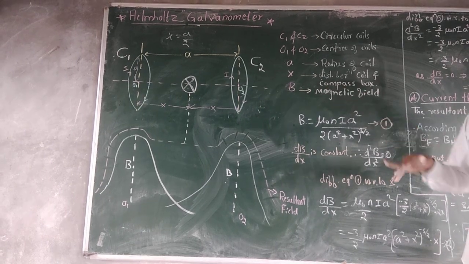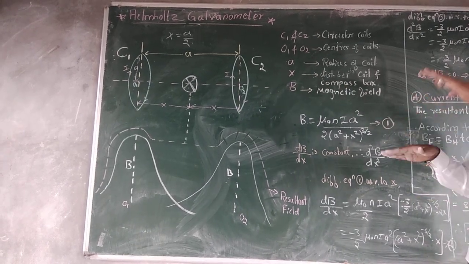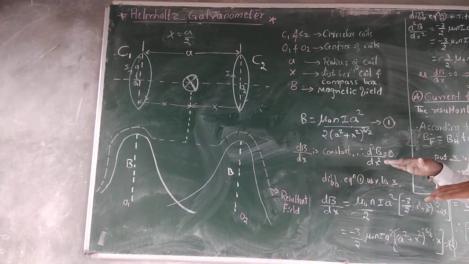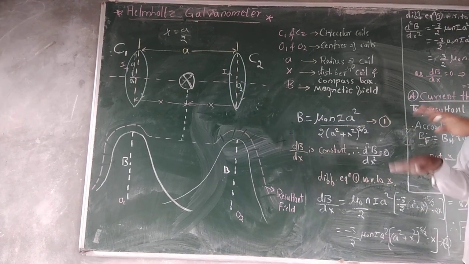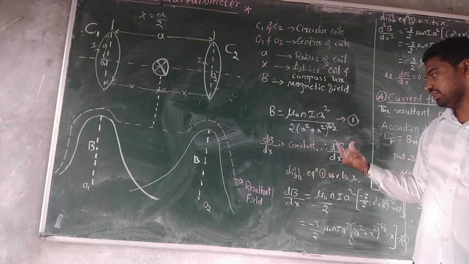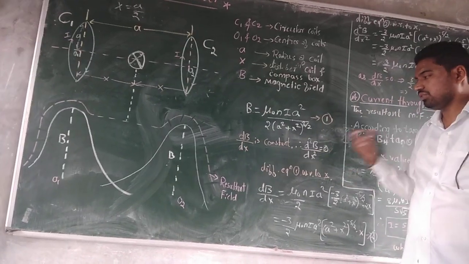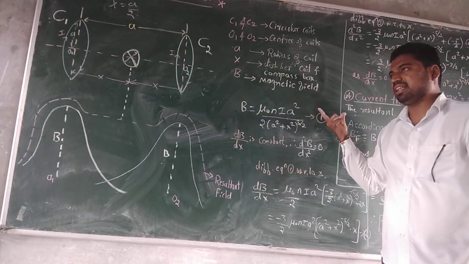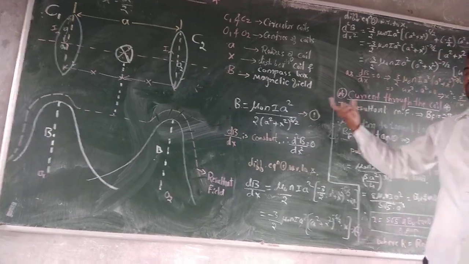You should know that the magnetic field between the two coils may increase on one side and decrease on the other side, but the total magnetic field is constant, that is dB by dx is constant. Therefore d square B by dx square is equal to 0. Now we have to differentiate equation number 1 with respect to x.